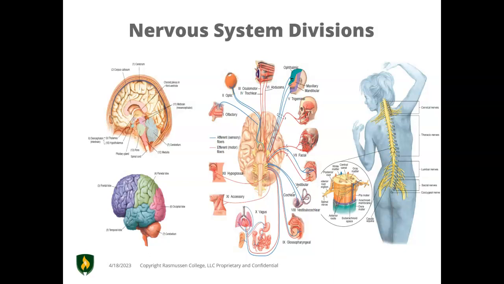E-F-F-E-R-E-N-T. The cranial nerves originate at the base of the brain and emerge through the openings of the base of the skull. Spinal nerves emerge from the intervertebral spaces in the spinal column and extend to various locations in the body.